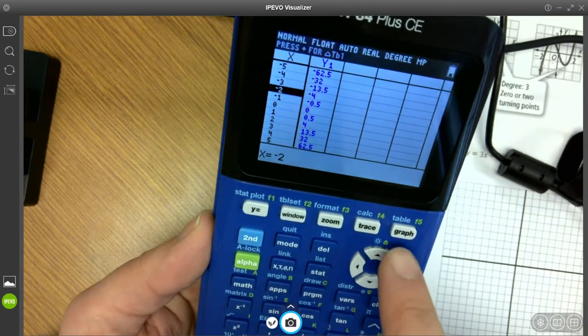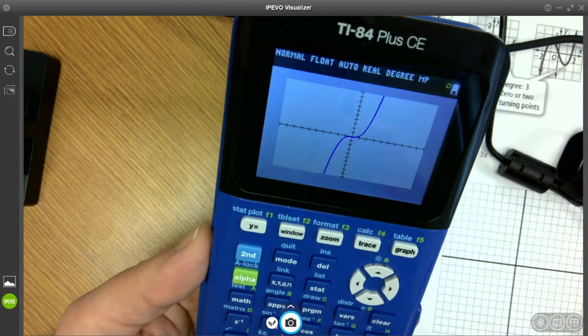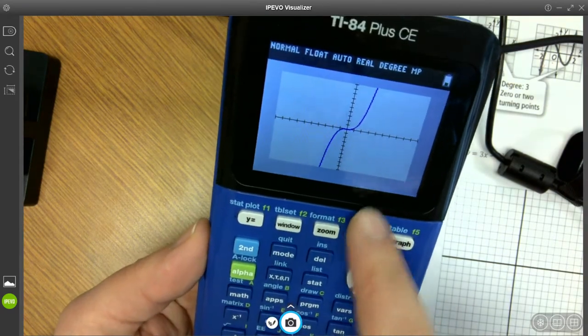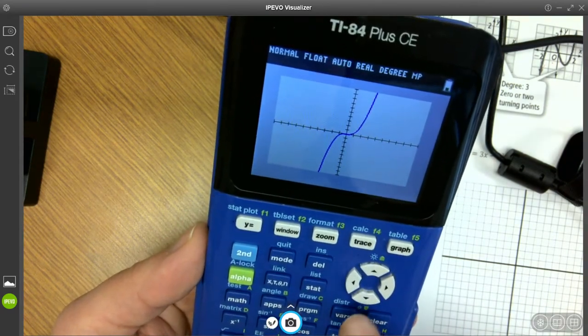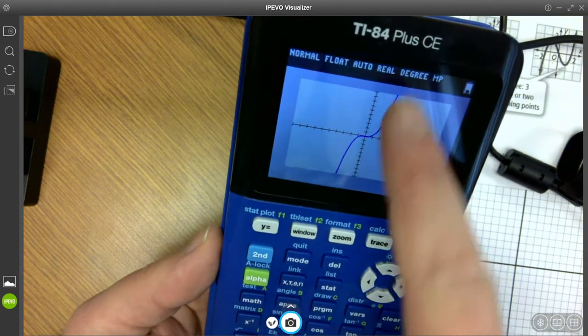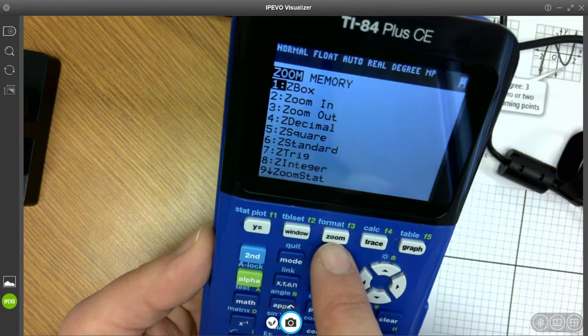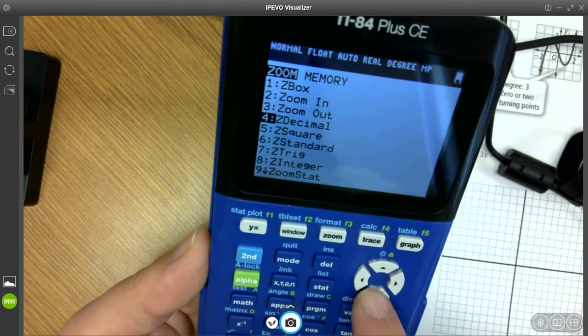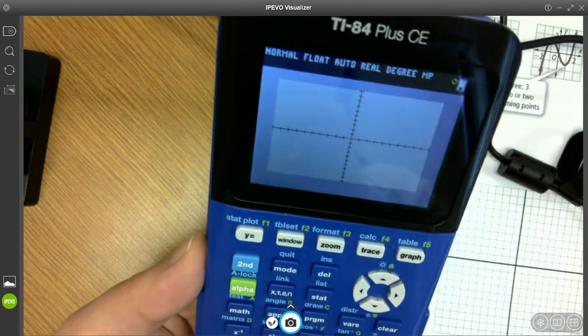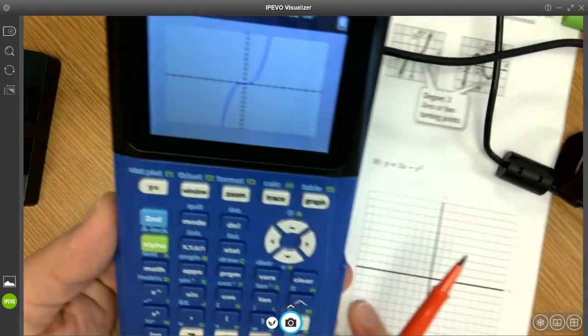Now, if I push graph, it will show up here to make sure that my graph is essentially correct. If for some reason you were zoomed out really far, you would want to go to window. If it didn't look like this, you would want to go to zoom and push zoom standard. Zoom standard is always going to give you a 10 by 10 grid. So those are typically the graphs that we have.